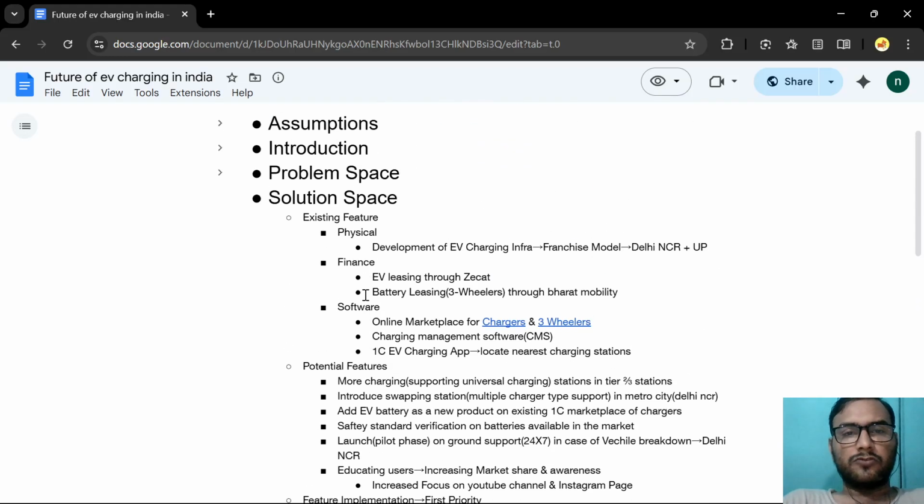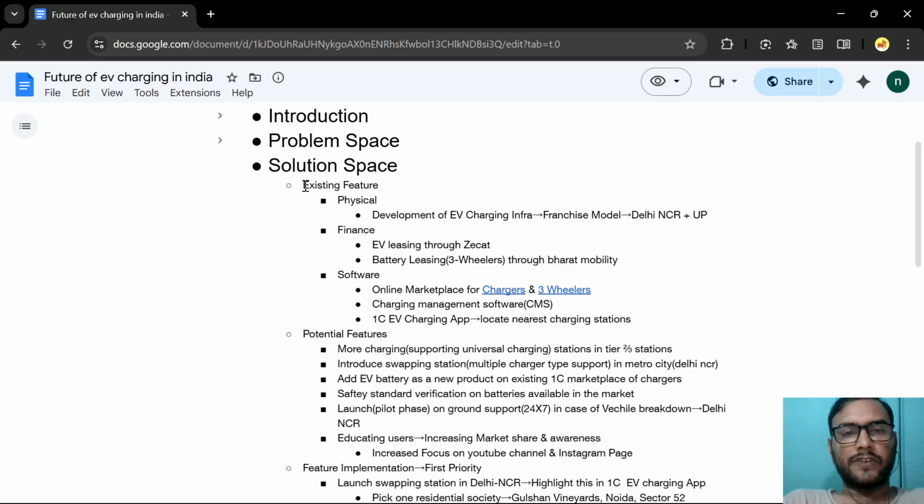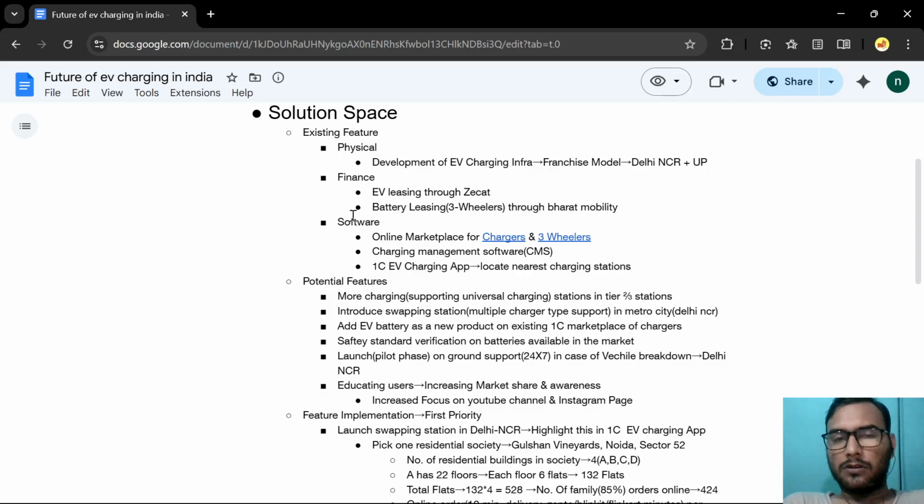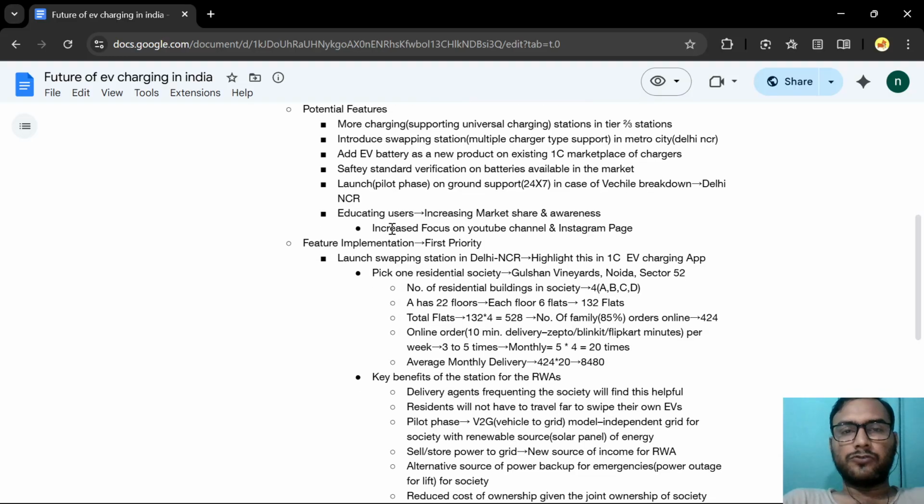So now if you come to the solution space, I try to examine the existing features of the company we are thinking about or operating in, that we are part of: a physical product, a financial product, or a software product. We have three kinds of products. And what are the different potential features we can think about? The potential features could be remote charging or swapping stations in tier 2, 3 cities. And since we have the existing marketplace of chargers, we can add EV batteries as a different product vertical, or a safety standard.